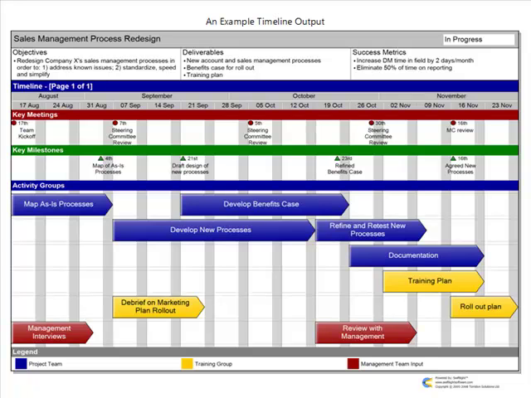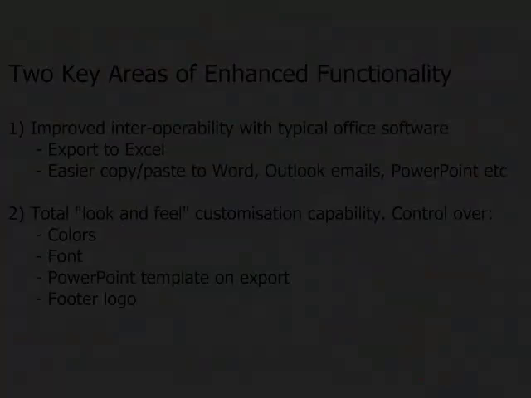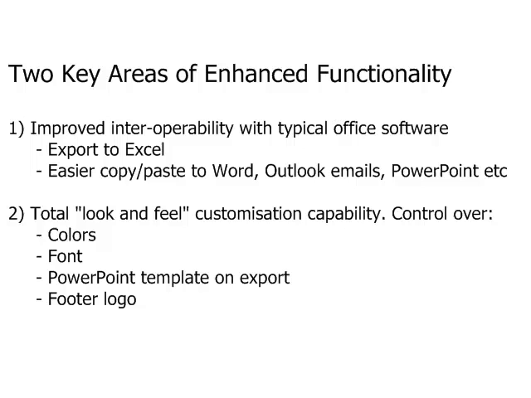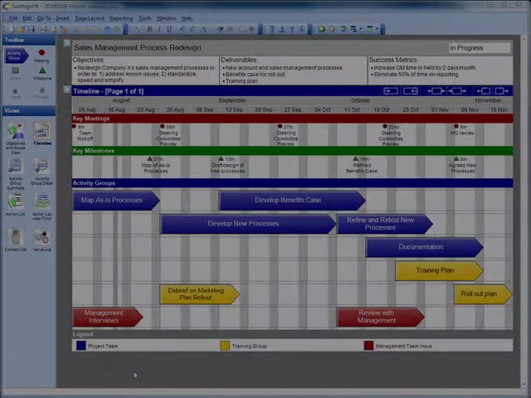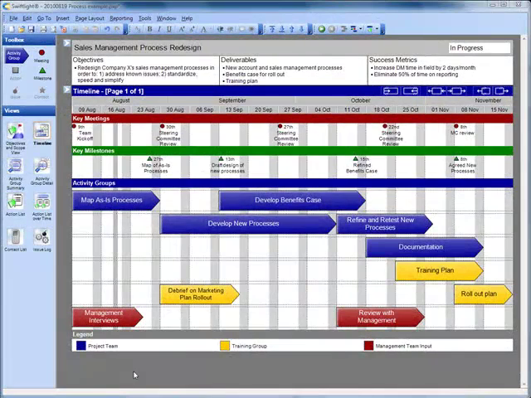Now, with Swiftlight 1.2, we were looking to take on board some customer feedback and further improve it on both these dimensions. There are a couple of areas of change I want to highlight. The first is all about improved interoperability. So export to Excel, easier copy and paste, it's practical stuff. The second area is all about customization, giving you the ability to control colors, fonts, and so on to match your taste, or more importantly, perhaps, if you need to have outputs that match your company's brand. Let's take a look at each of these in turn.